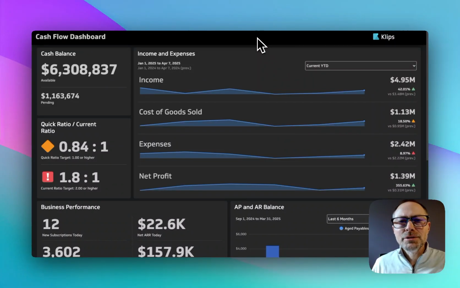Hi, everybody. So today we've got a cash flow dashboard example. Again, it's fictitious information. It's meant as inspiration and a source of ideas.